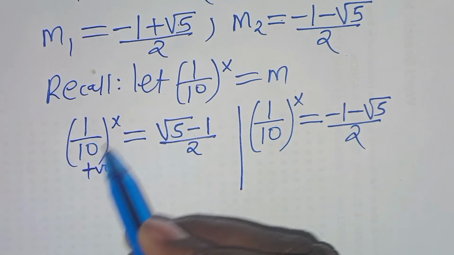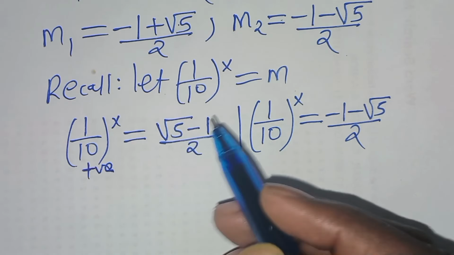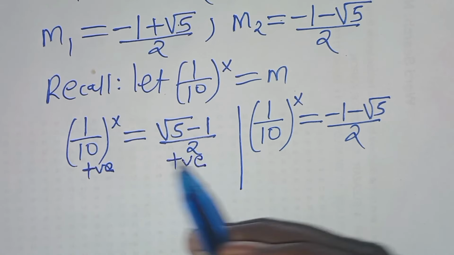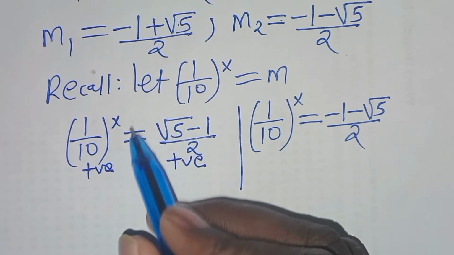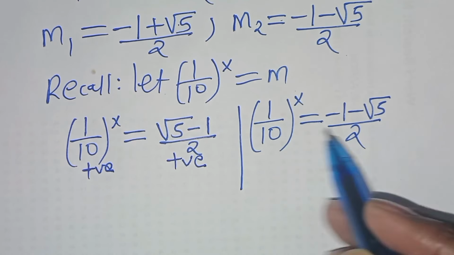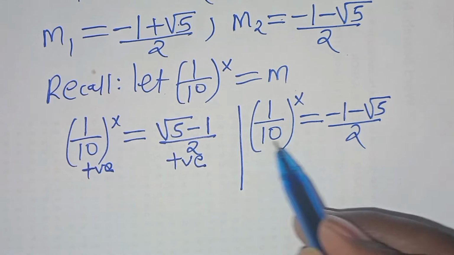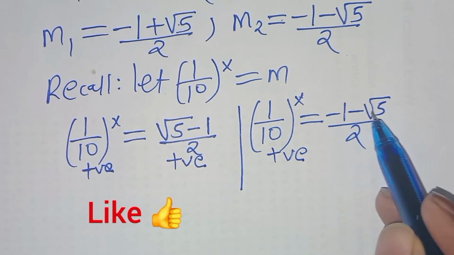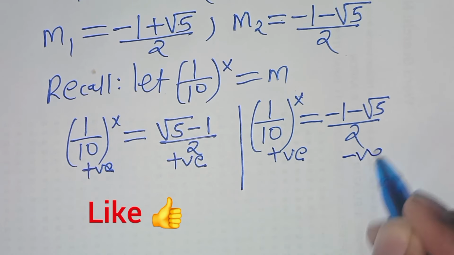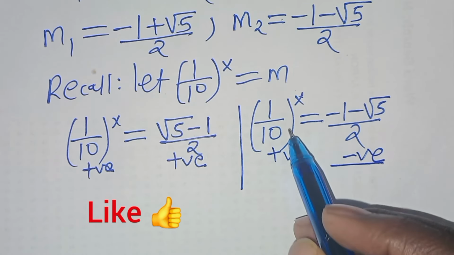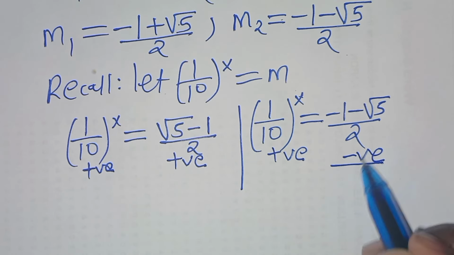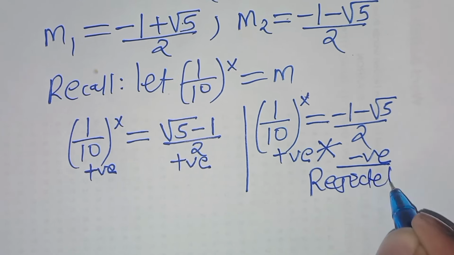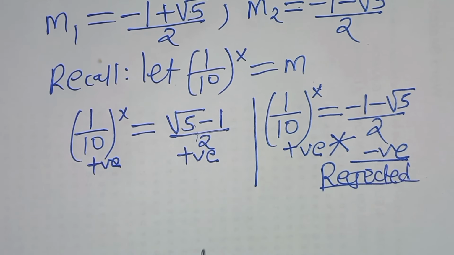If you have 1 over 10 raised to a certain number, this is positive, and square root of 5 minus 1 over 2, this is also positive. So this means we can proceed to solve for the value of x from here. Now the second part here, we have 1 over 10 raised to the power x, which is positive, but minus 1 minus square root of 5 over 2, this is negative. So this implies that 1 over 10 raised to the power x cannot be negative. So this part is rejected. So let's proceed with this part here.